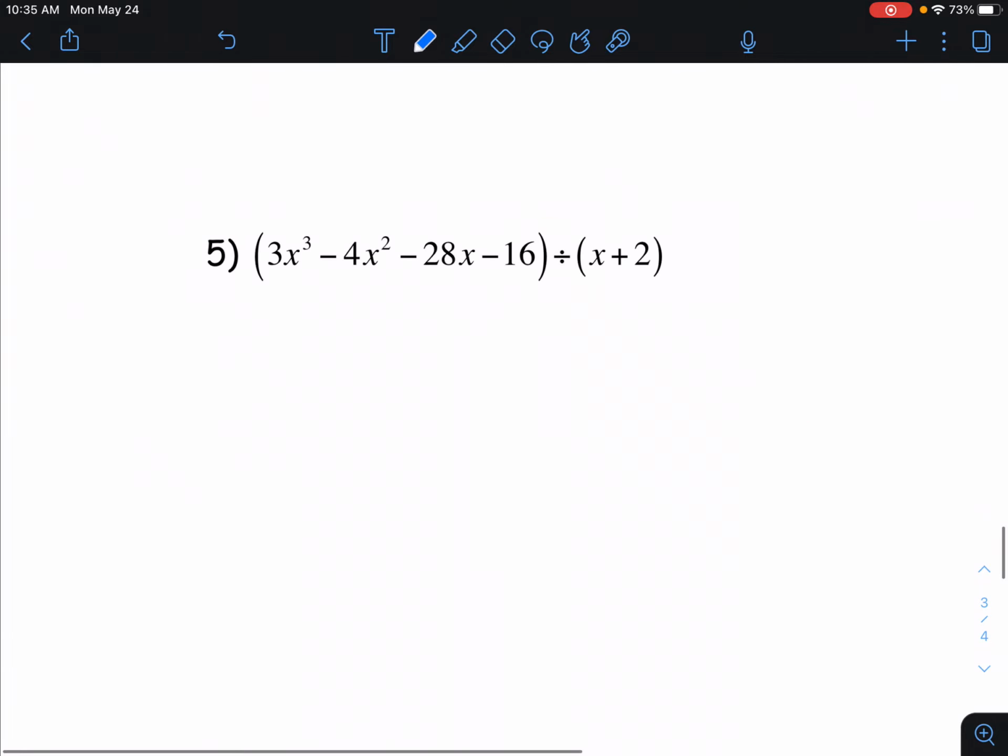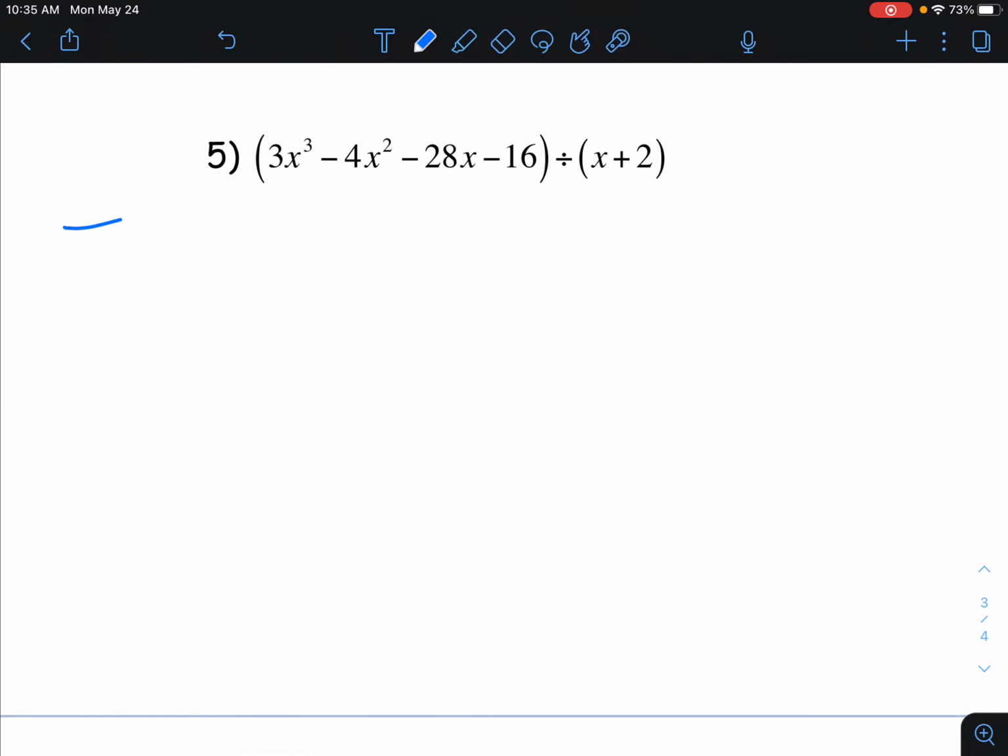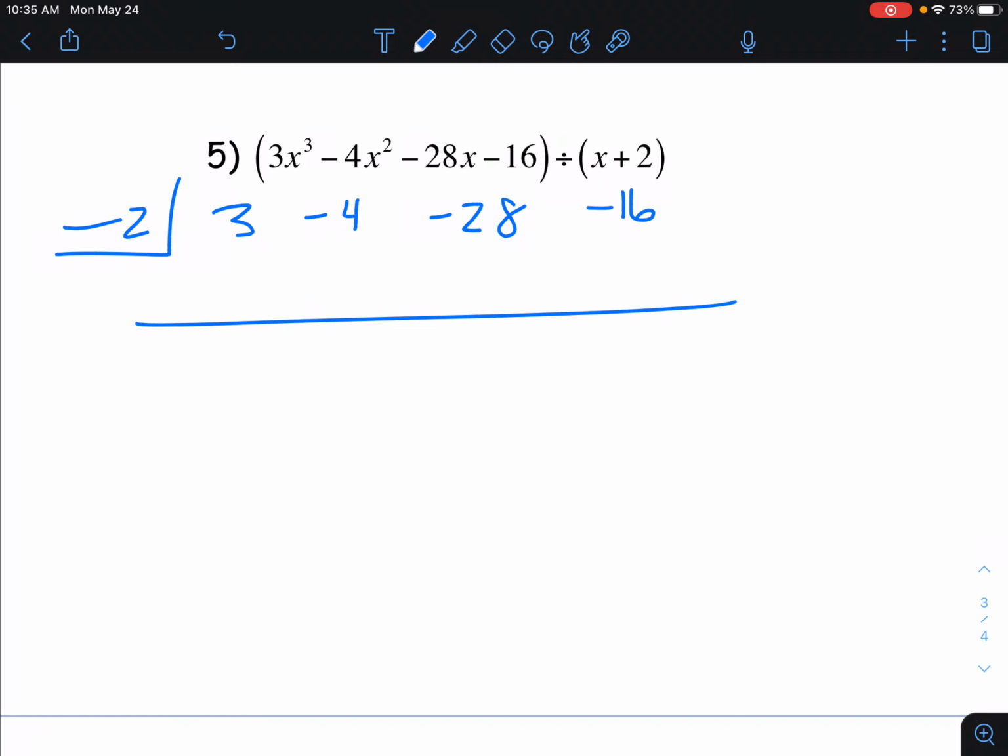Next, number 5, we're dividing by x plus 2, so we're going to use negative 2, the opposite here. No missing terms, so no need for zeros here. Drop down the first number. Negative 2 times 3 is negative 6. Then add those to get negative 10. Negative 2 times negative 10 is 20. Then add those to get negative 8. Negative 2 times negative 8 is 16. Add those to get 0.